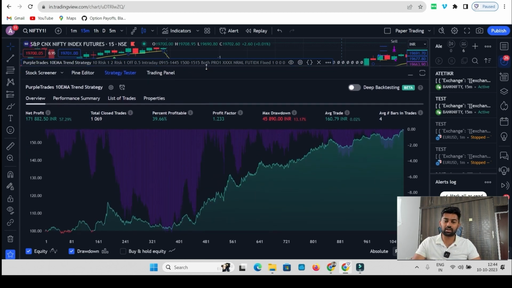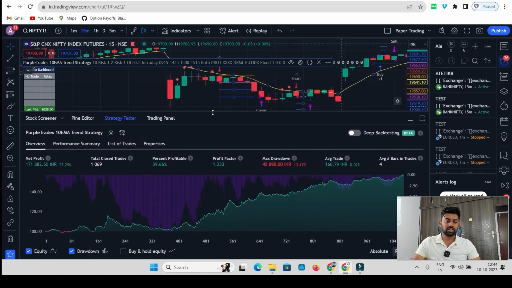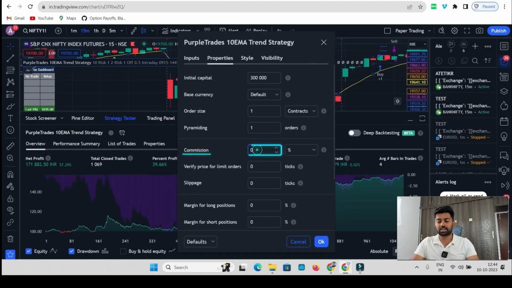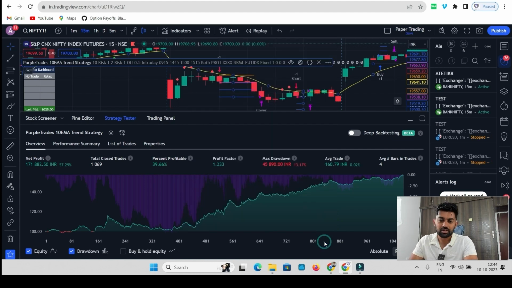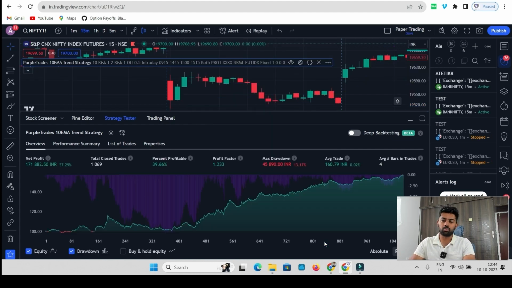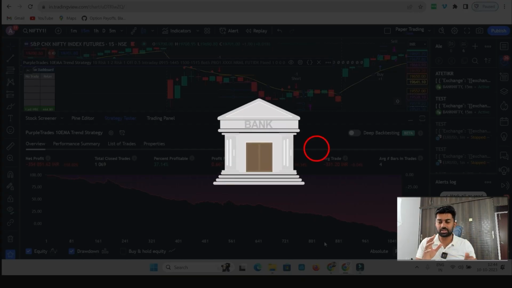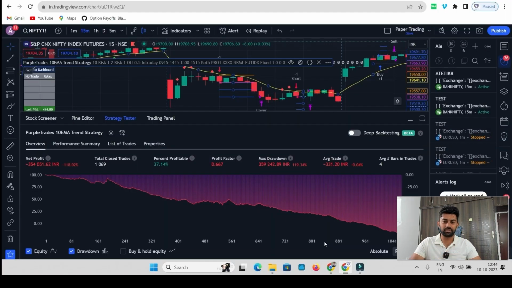Now this might look like a very beautiful strategy, but there are a lot of trades. There are 1069 trades. And if I have to add brokerage, taxes and slippage, let's do that. On the properties, in the commission, 0.03% is the brokerage, tax and slippage with a discount broker. If I add that, now it says -118. So the strategy definitely looks good on the chart, but when we add brokerage, tax and slippage, your bank account will become zero. This is the reality of this strategy.